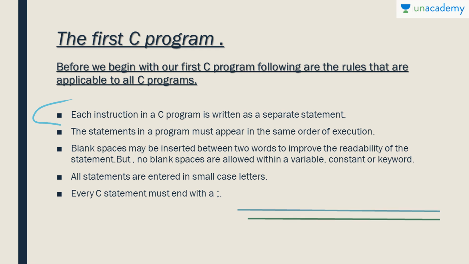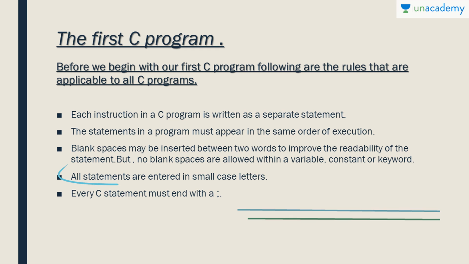The first one is each instruction in a C program is written as a separate statement. The statements in a program must appear in the same order of execution, meaning they must be organized in a sequential manner. Blank spaces may be inserted between two words to improve the readability of a statement, but no blank spaces are allowed within a variable, constant or keyword. Means when you are declaring any kind of variable, constant or keyword, there shouldn't be any blank spaces or special symbols entered between them.